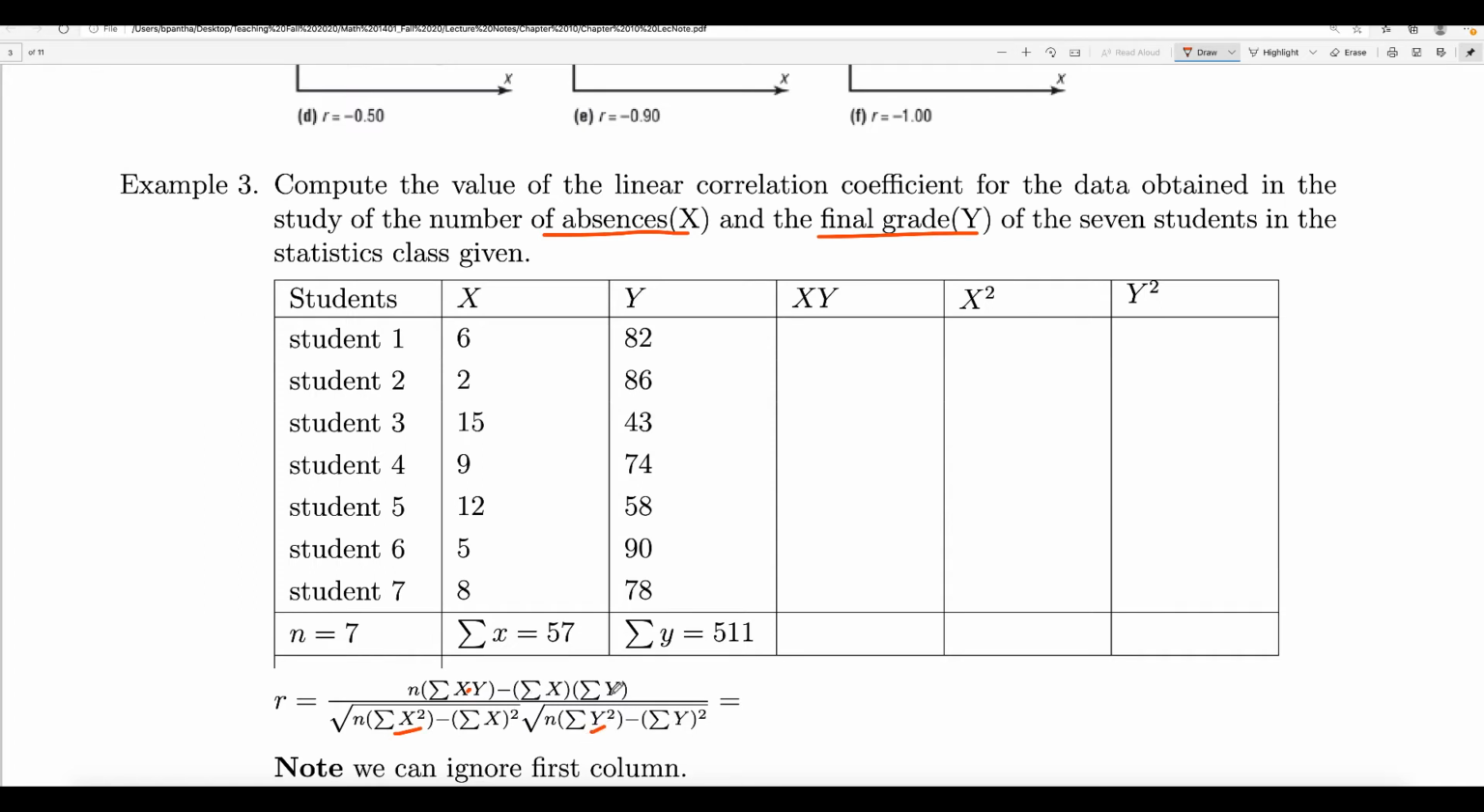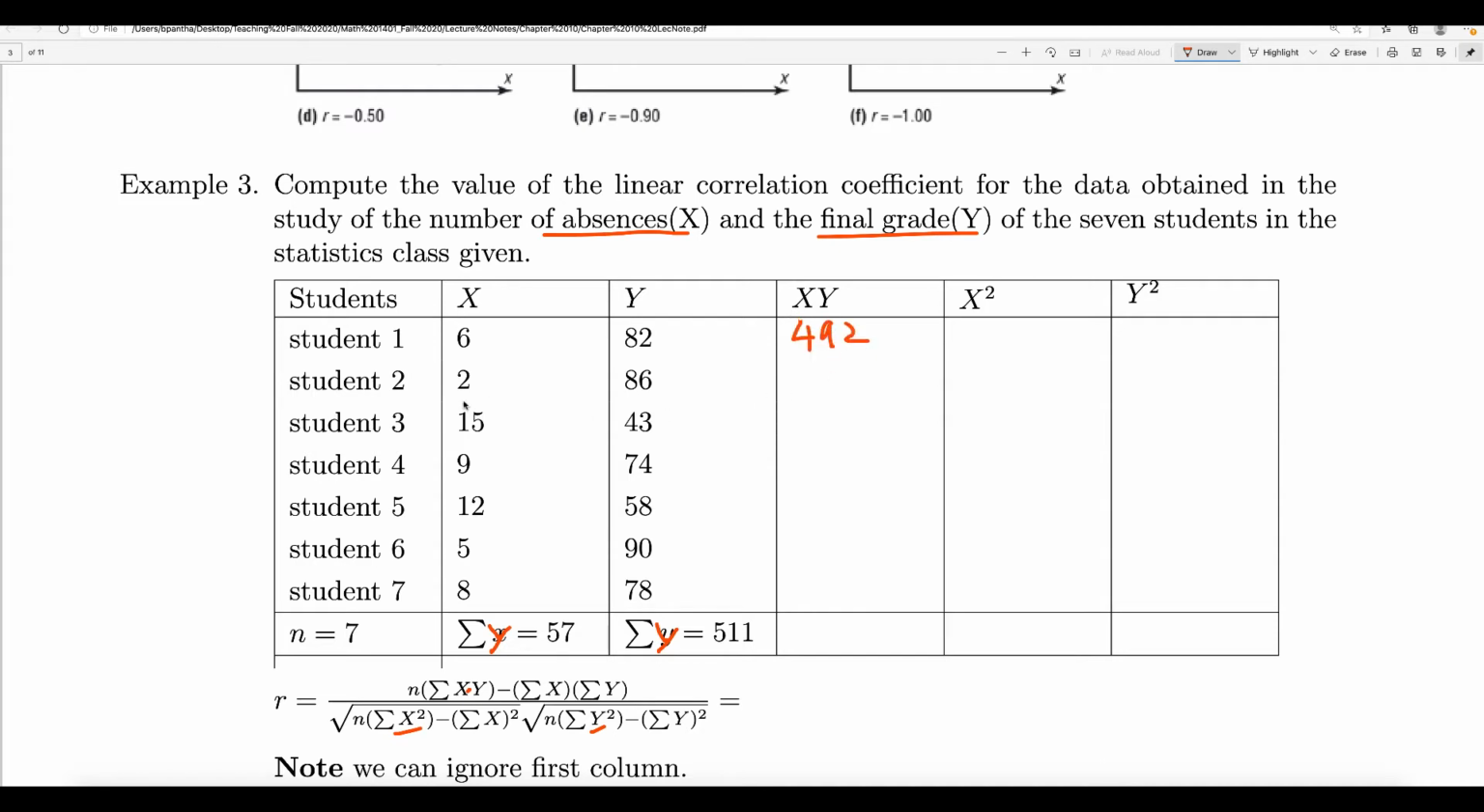For the summation X, summation Y, you just add them and then find the summation X. Add them, summation Y. It should be uppercase, because this is uppercase X and uppercase Y, right? All right, so we need X times Y. So what we do is we multiply 6 and 82. So how much is 6 times 82? If you do that, you will get 492.